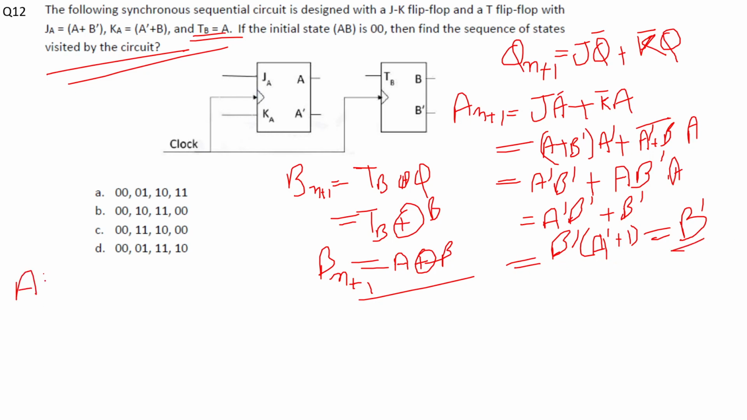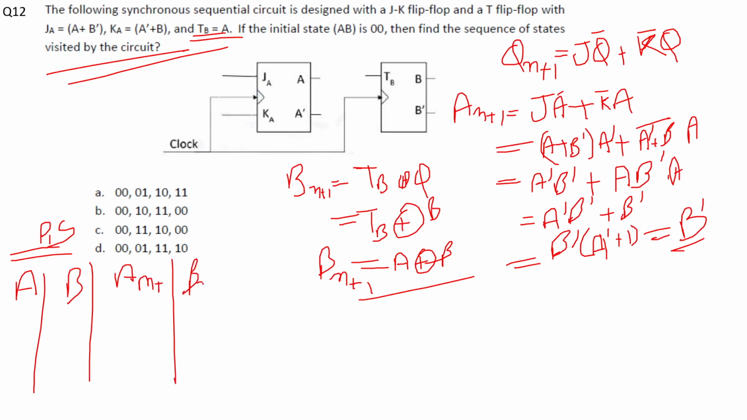Now I'll just write it here. A and B are my present states, and here I have An plus 1 and Bn plus 1. So 0 0, 0 1, 1 0, 1 1. When A and B are 0, An plus 1 is B bar, simply the complement of B, and Bn plus 1 is A XOR B, so it's 0 1 1 0.